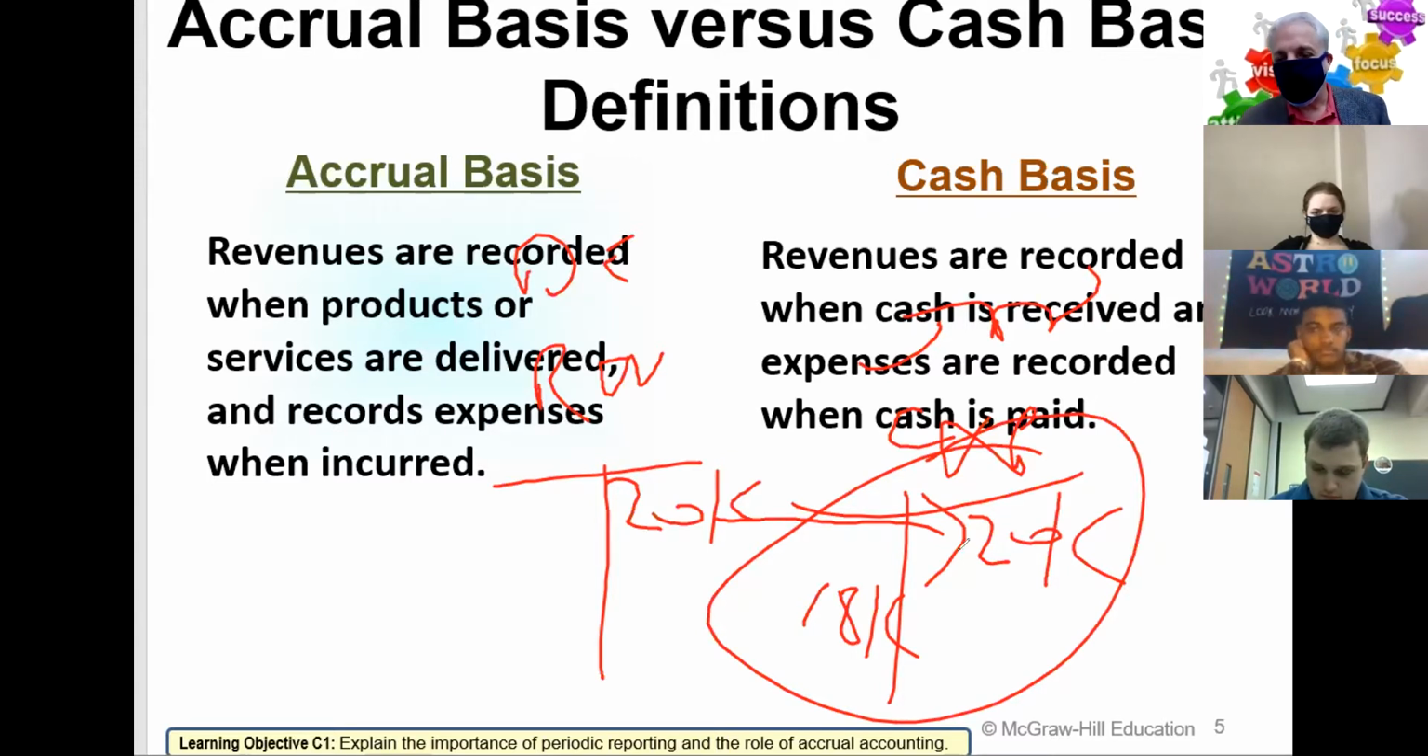So we'll talk more about accrual and cash next round, but I wanted to give you the big picture. Cash is just when cash comes in, it's revenue. Cash goes out, it's expense. There's no receivables, there's no payables on a cash basis. So it's all about the cash coming in, the cash going out. Accrual basis has receivables, has payables, has unearned revenue, has prepaid expenses like insurance.